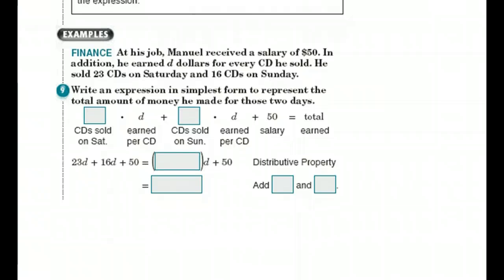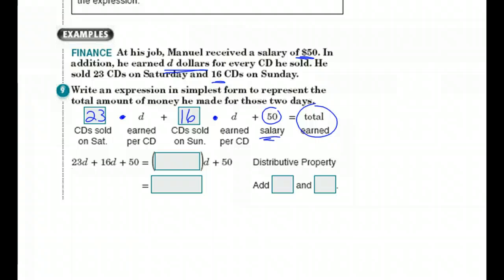So, how many CDs did he sell on Saturday? He sold 23 CDs on Saturday. You're going to multiply that, this is a raised dot, by the D, which is the dollar amount he earned per CD, and we know that from that. Now, how many CDs did he sell on Sunday? He sold 16. We're going to times that by the dollar amount he earned per CD. Then we're going to add his salary here, which we know is $50. And we know that from the problem here. He received a salary of $50. That's going to equal the total that Manuel earned.